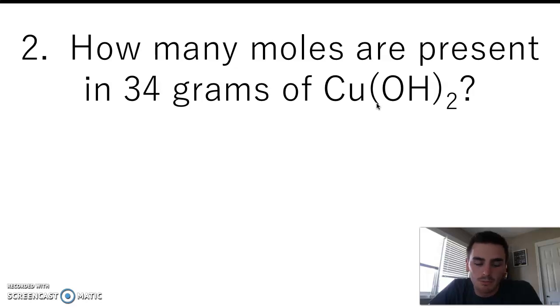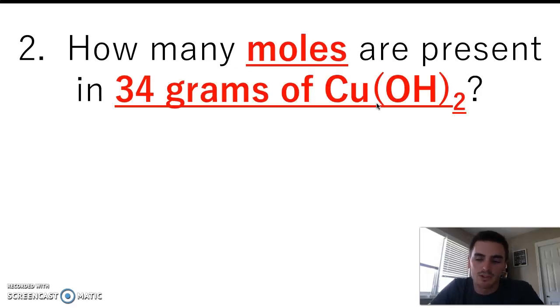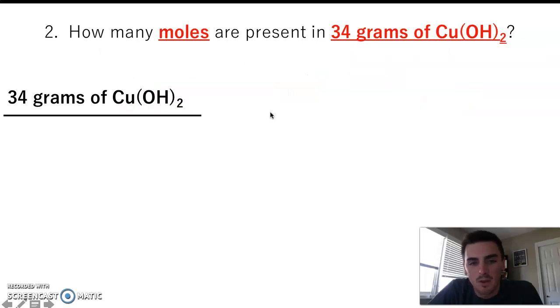When you're doing these problems, just like we'd practice in class, we always want to start with the important things. So we want to know that we're starting with 34 grams of copper 2 hydroxide, and we know we want to get to moles. So when we're all said and done, this is what we want on top, and we know that we'll start with what we're given. When you go to start your dimensional analysis, you'll see why some people call this a train track method, because it kind of has that appearance to it. But we always want to start with what we're given.